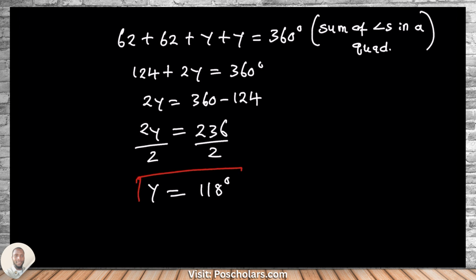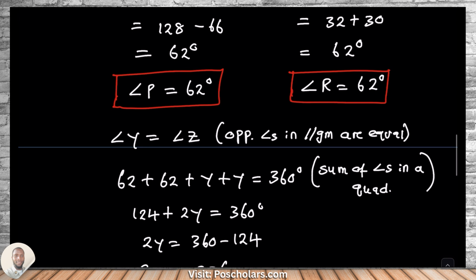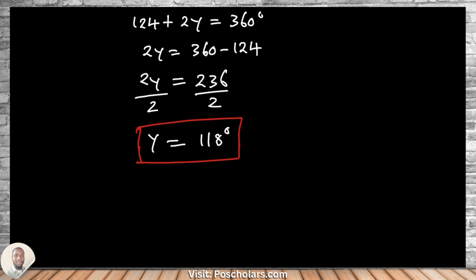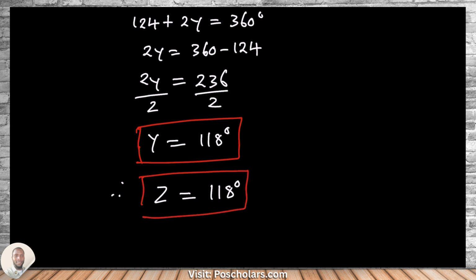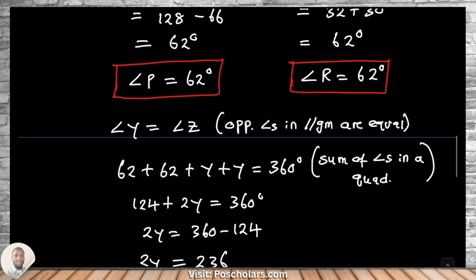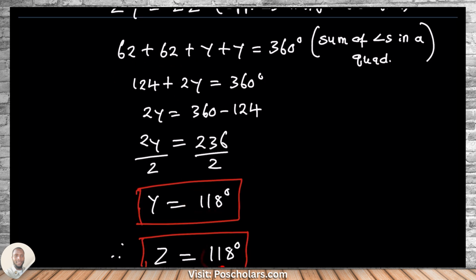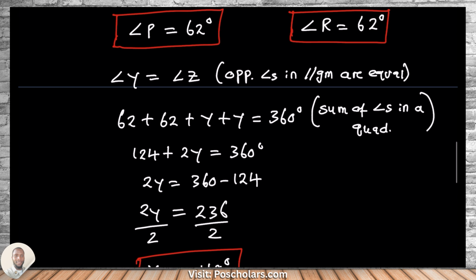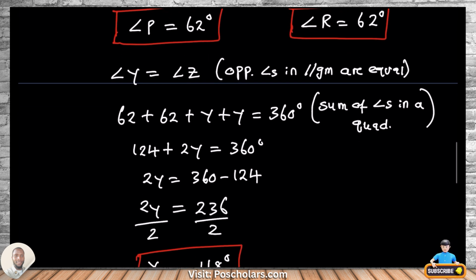118 degrees. Right? Remember, we already established that the value of y must be the same thing as the value of Z, because they are equal. So same thing, angle Z is also equal to 118 degrees, right? So we have gotten the size of the four angles. If you add this angle, which is 62, add this 62 also, add 118 and 118, if you add them together, they all sum up to 360 degrees, which is the sum of angles in a quadrilateral.